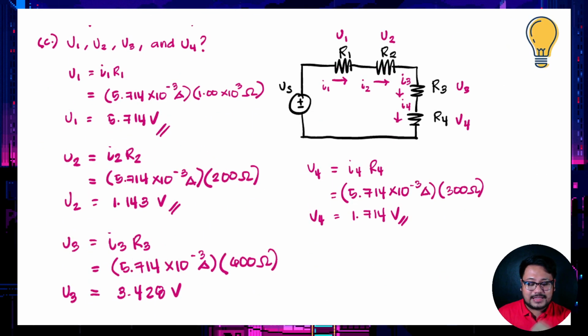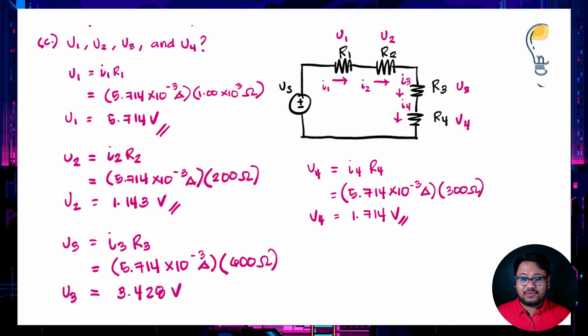Since we are asked about that voltage, we now have letter C. We are asked about V1, V2, V3, and V4. Simple Ohm's law, V is equal to IR. For V1, that is I1 R1; V2, I2 R2; V3, I3 R3; V4, I4 R4. So for V1, we got 5.714 volts, V2, 1.143 volts, V3, 3.428 volts, and V4, 1.714 volts.